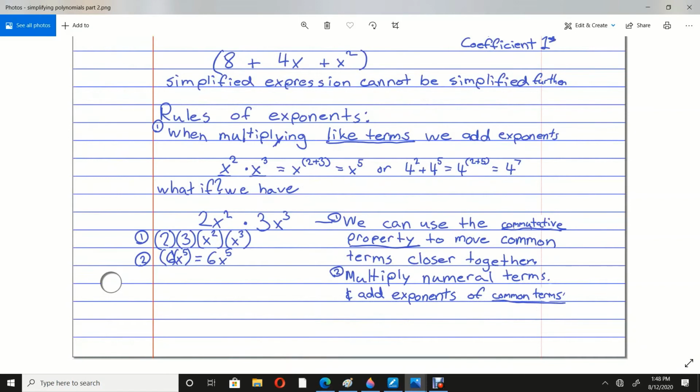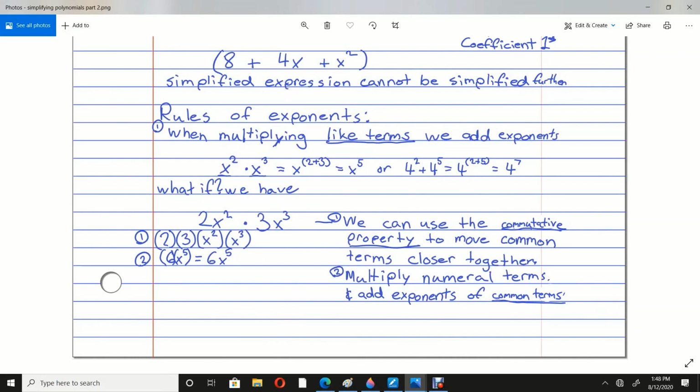We can't add 4 squared plus 5 squared. That's a multiplication. 4 squared times 4 to the 5th equals 4 to the 2 plus 5. That's not a plus, it's multiplication. We fixed that. We talked about it in class. Equals 4 to the 7th.